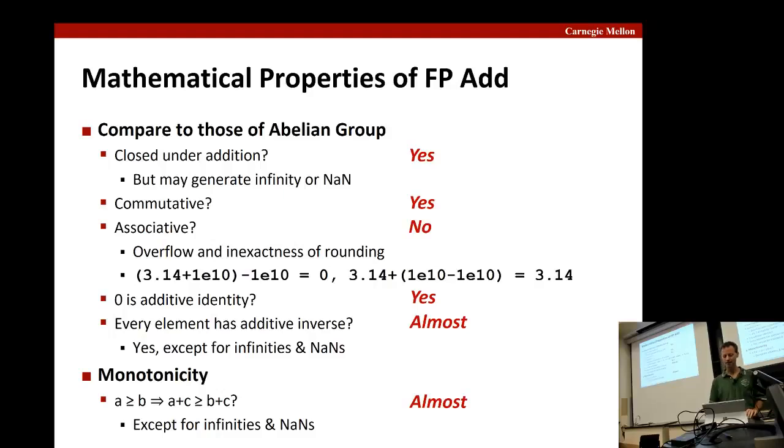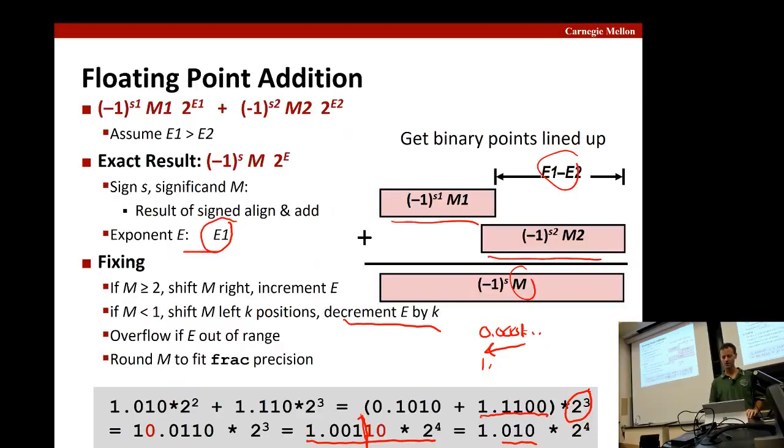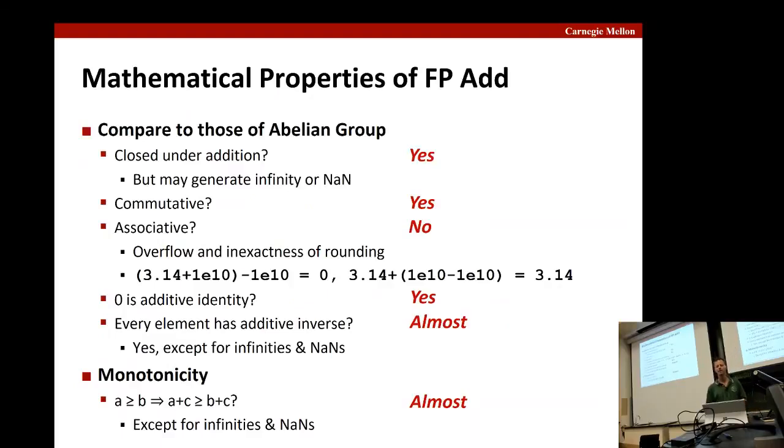So with that in mind, we just did addition. The question then is, how well does this work in terms of preserving the properties that we like to have in addition? And the answer is pretty well, with some exceptions. So is the IEEE standard for floating point addition closed under addition? The answer is yes, although you may get an infinity or not a number. Is it commutative? Is x plus y equals y plus x?